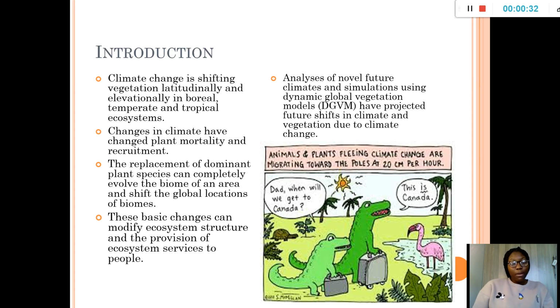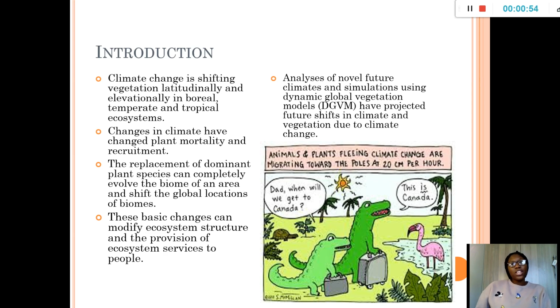The main aim of this research was to identify areas vulnerable to vegetation shifts and potential biome changes. It was based on global vegetation biomes. I think it's safe for me to assume that everyone understands what climate change is and how it affects species. So allow me to add on to your knowledge.